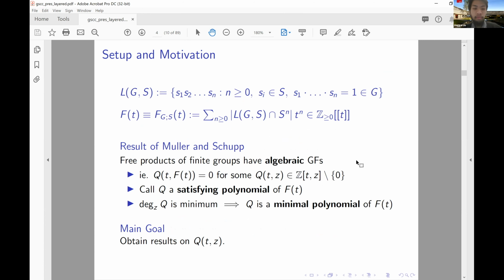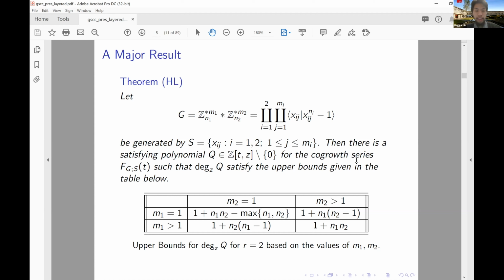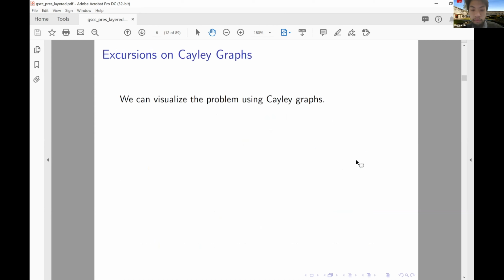Here is an example of one of the major theorems we're going to look at regarding cyclic groups. I'm going to define some notation in a sec to lead to this result. But essentially, the table you see in front of you gives an upper bound on the degree of q in the z variable in this particular case.